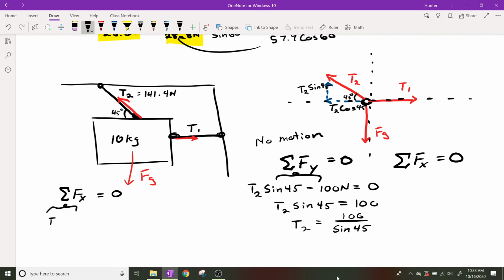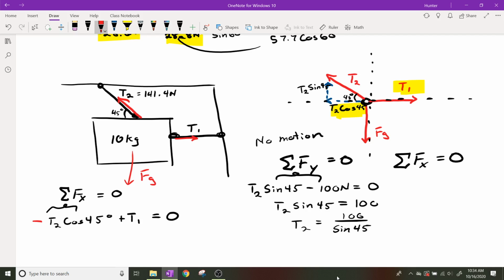Okay. T2 cosine 45. That's the one that's going left and right. That's horizontal. That's this guy, right? And we've also got to balance it with T1. So that's plus T1 equals, technically T2 is negative. So why don't we add a negative on that side? Because it's not moving to the left, but it's got a force direction to the left. So let's go ahead and call it negative.